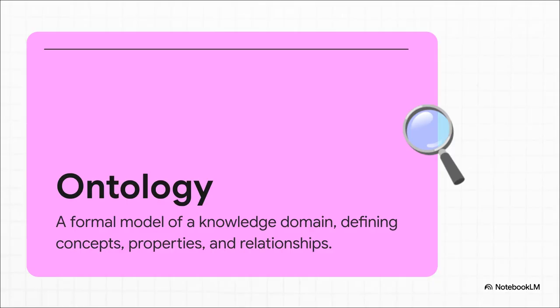And that brings us to the top of the mountain, the ontology. This is the most powerful, most sophisticated system of them all. It's not just a map of terms, it's a complete, formal model of an entire field of knowledge. It's a true blueprint for understanding that defines every single concept and all the rules that connect them.